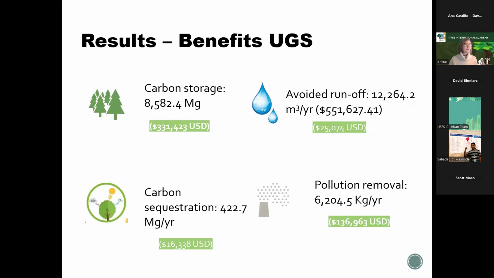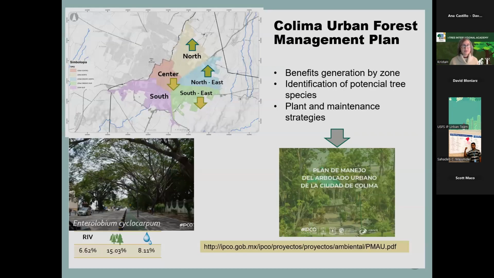And Colima was able to then access all of these results, right? So these are for about 21,000 trees across all of these spaces that they looked at. Benefits on this page in particular are annual benefits, with the exception of storage, which is representing the carbon being stored in these trees to date. But they were able to put these amount values and then dollar values on these benefits, all of which came together to help them provide some information to impact this management plan, this tree plan for Colima.